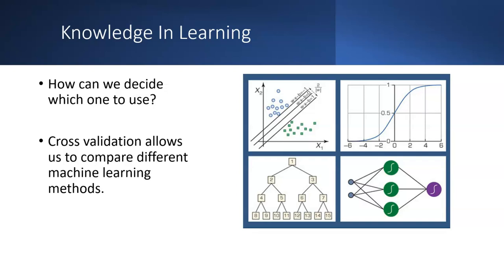You can see on the upper left corner we have SVM, and then we have decision trees, neural networks, and regression lines.